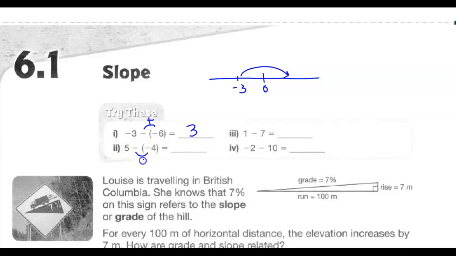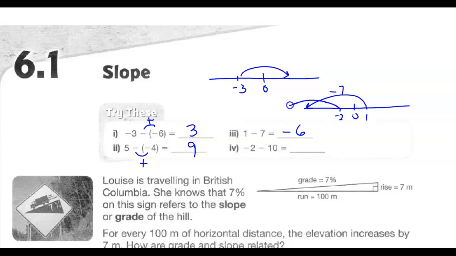Here, subtracting a negative is adding, so 5 plus 4 is 9. Here, just one operation. So 1 minus 7, so a number line. If we're at 1 and we're going to have to go to the left 7, so we'll be at -6. And then -2 minus 10, same thing. At -2, we're going to go to the left 10, so we'll be at -12.